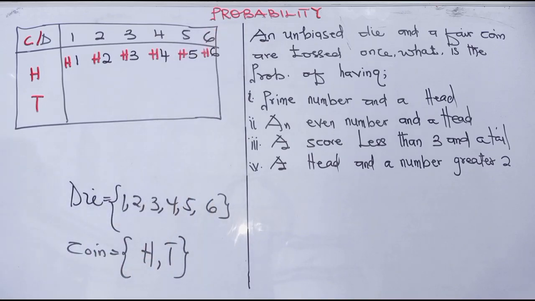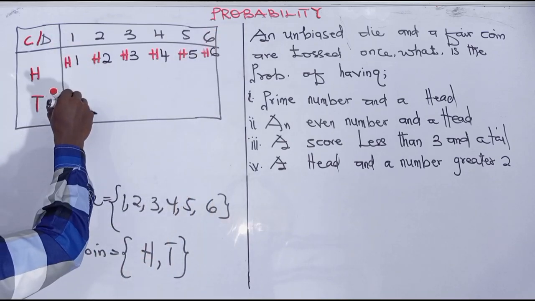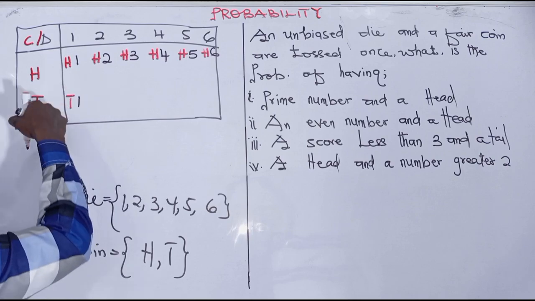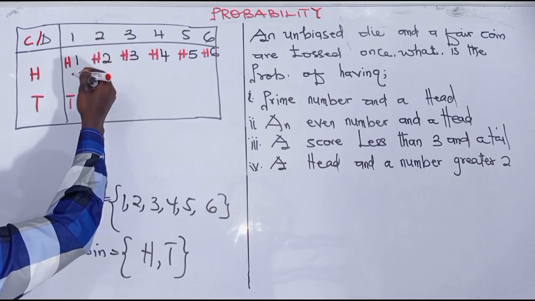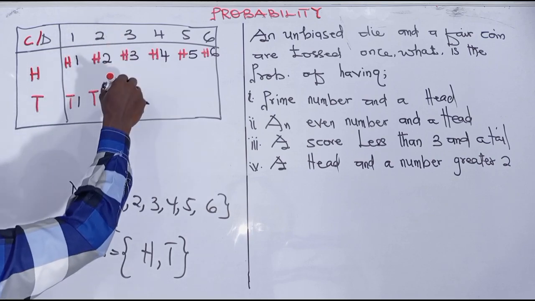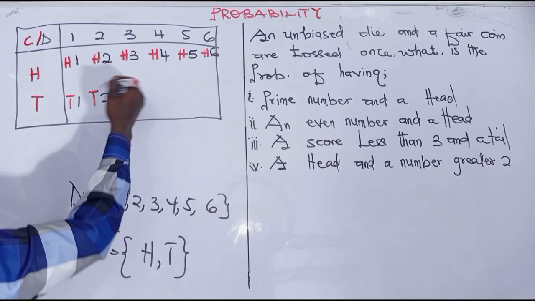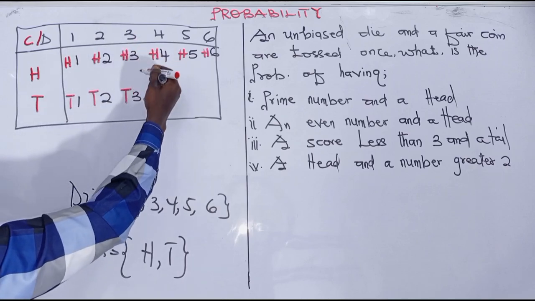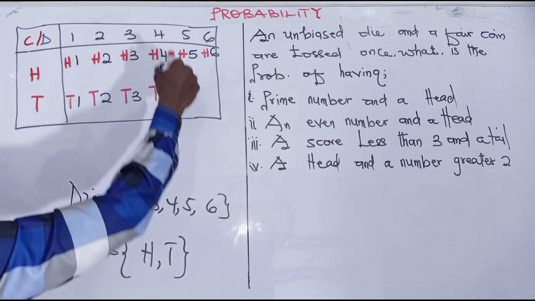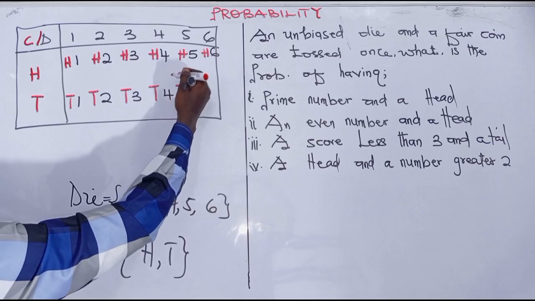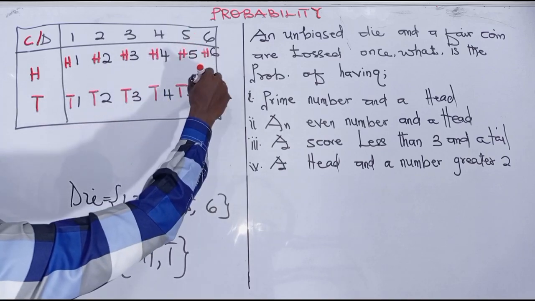Then move on to the tail side. We have tail 1, tail 2, tail 3, tail 4, tail 5, and then tail 6.